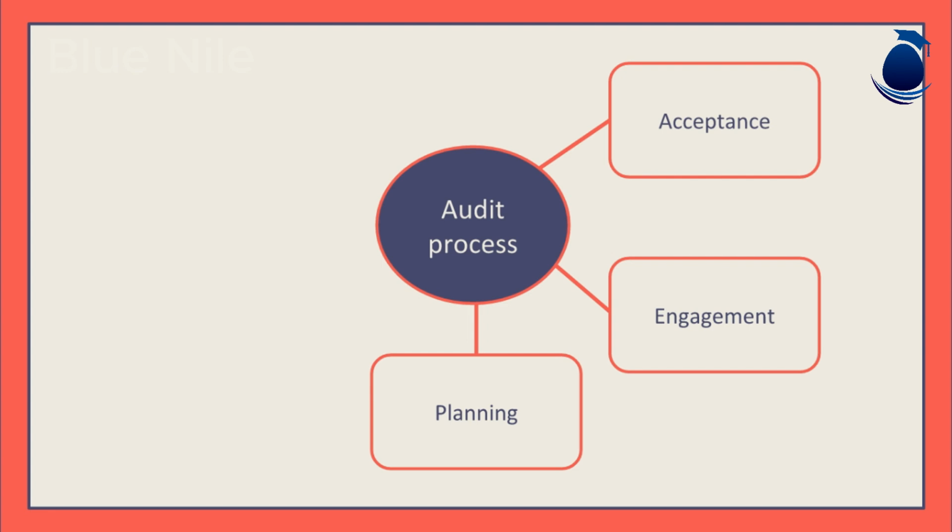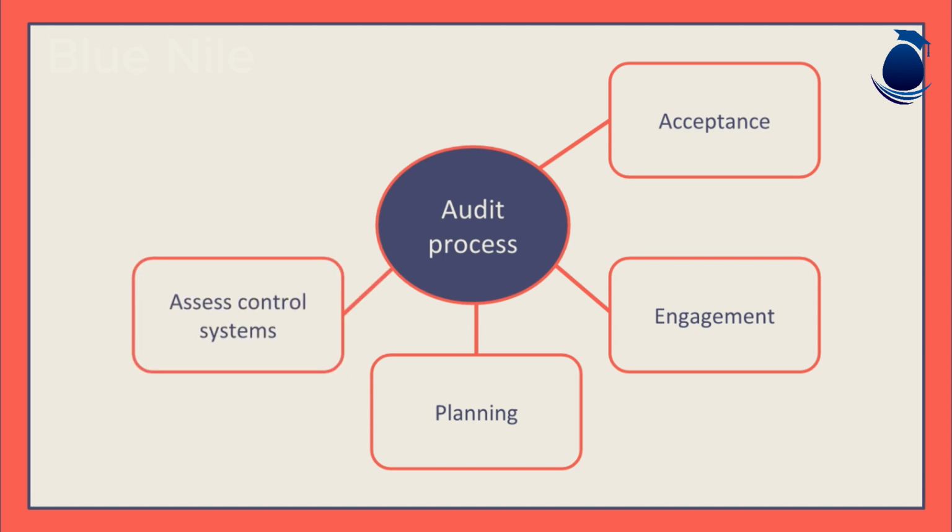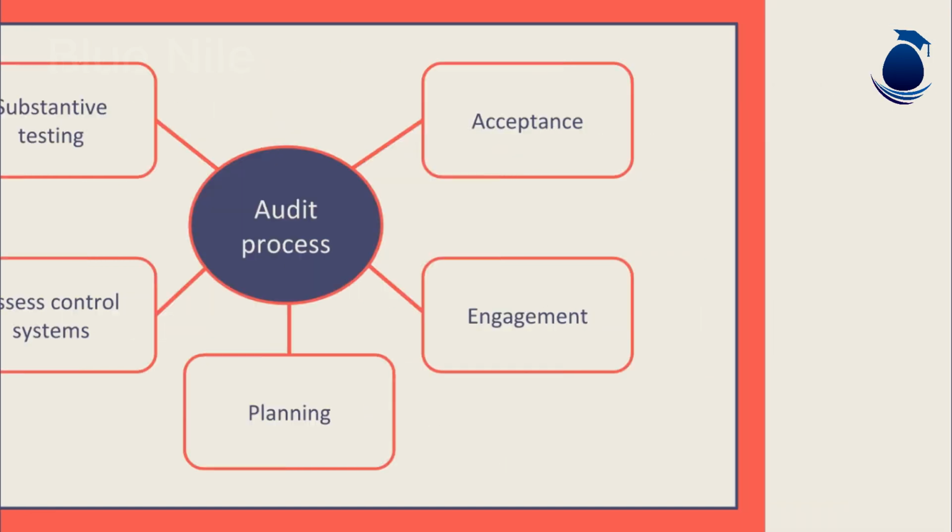The assessment of control systems, where the auditor identified any control deficiencies and tested controls for their reliability. And the substantive testing stage, where the auditor completed audit procedures to identify any material misstatements within the financial statements.